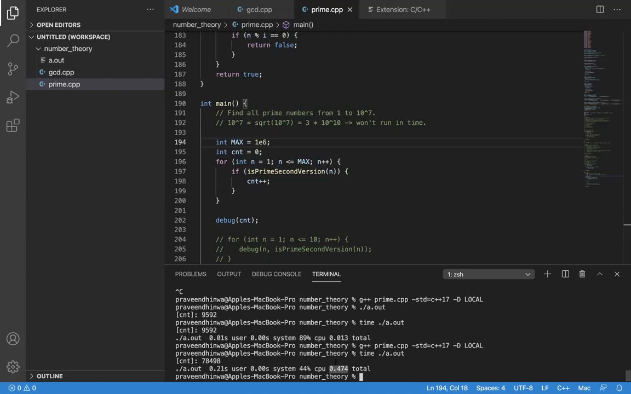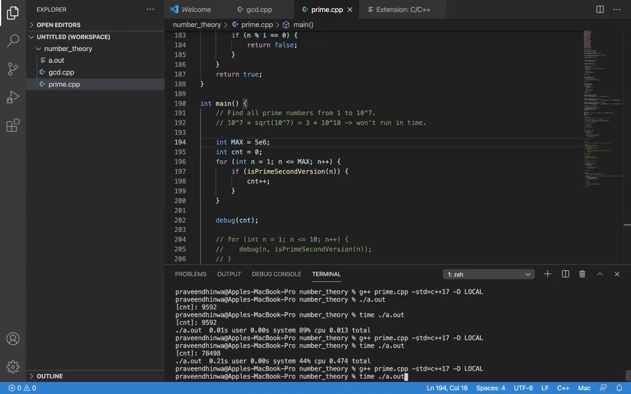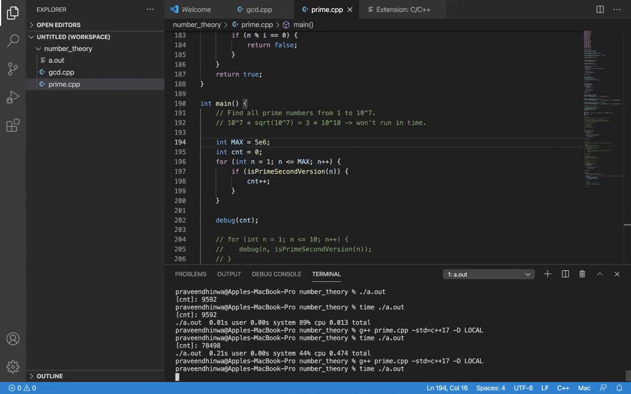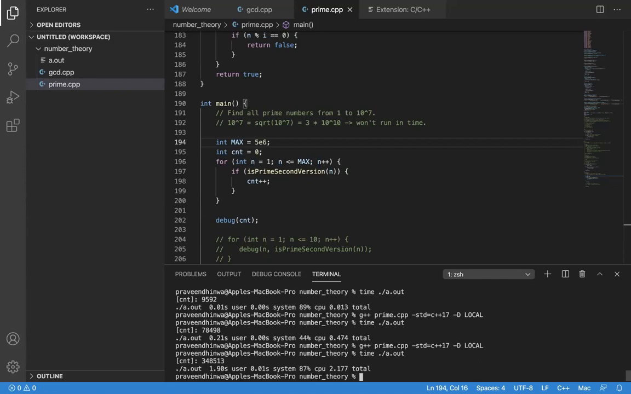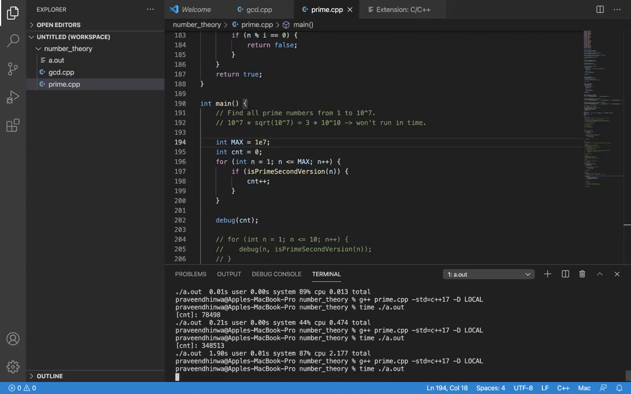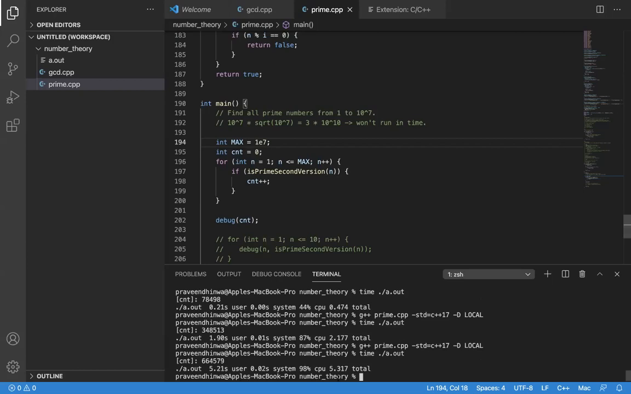It took 0.474 seconds. You can try 5e6, and you can see that it starts taking quite a bit of time. It took about 2 seconds. For 1e7, I think it will take even more time. Let's see how much time it will take. Yeah, it took about 5 seconds. So if you have to do it in 1 second, you won't be able to.